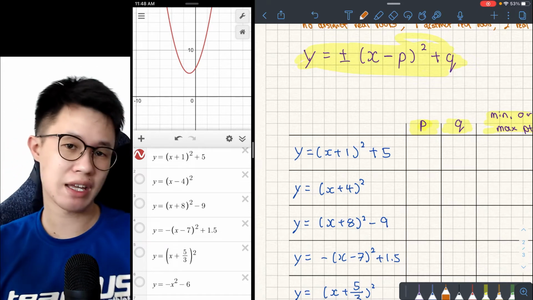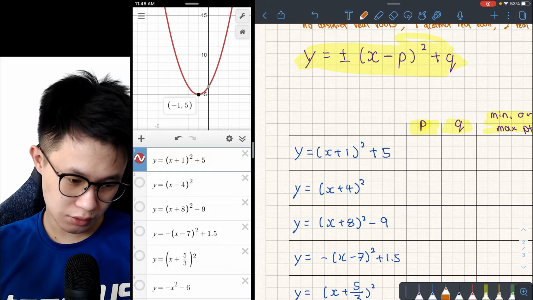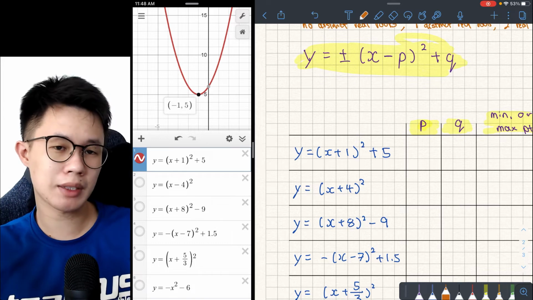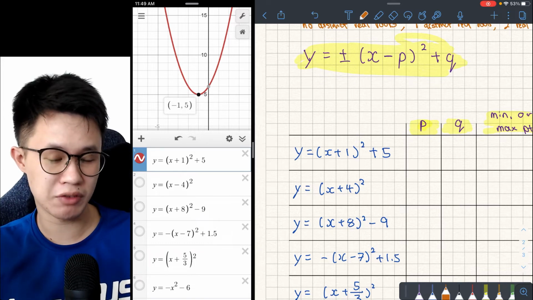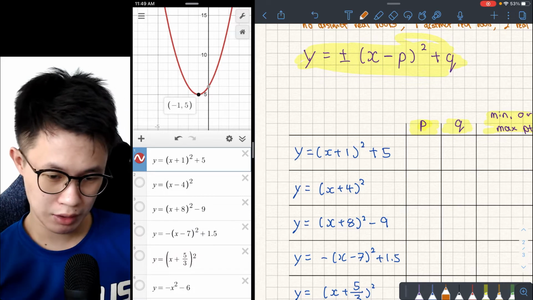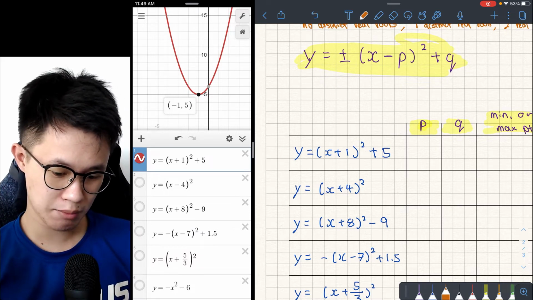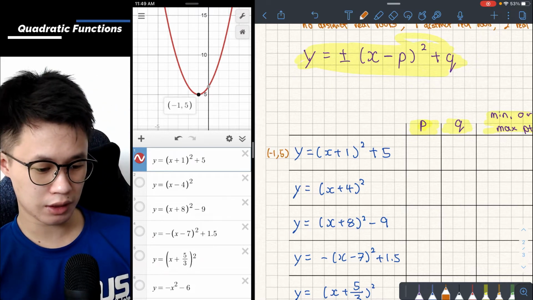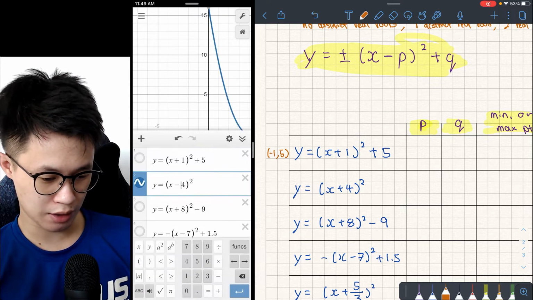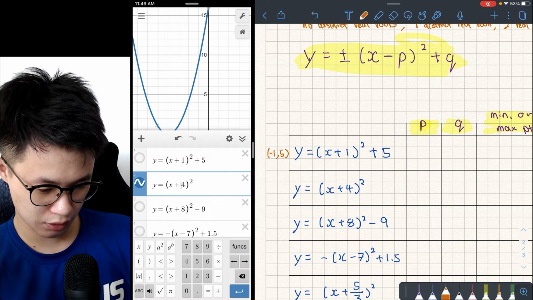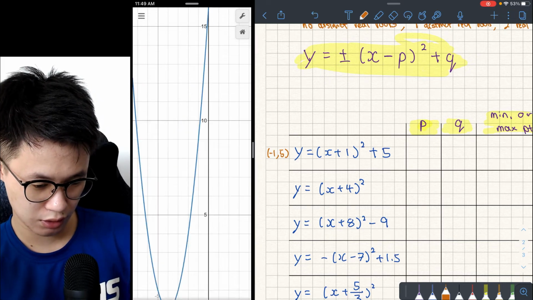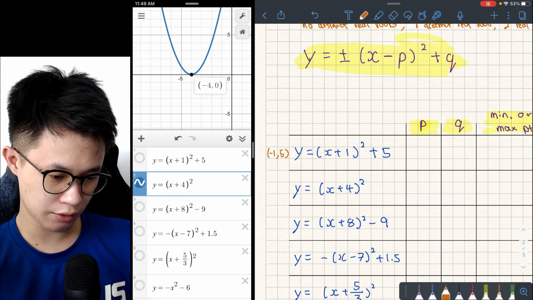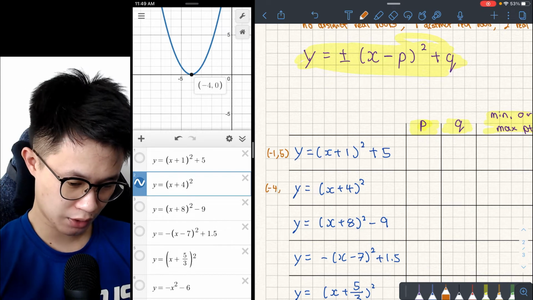So first and foremost, let's plot this graph. On the left of my screen, you can see that I've done it on Desmos. We're going to pay attention to only the turning point. The plus or minus just tells us whether it's a smiley face graph or an unhappy face graph. The turning point here is -1, 5. Let's look at the other one. Oh, this should be plus. Let's change it to plus. If it's x plus 4, the coordinate of the turning point is -4, 0.